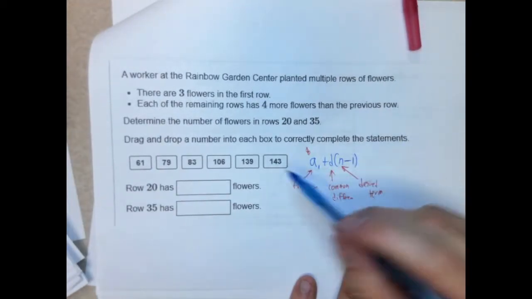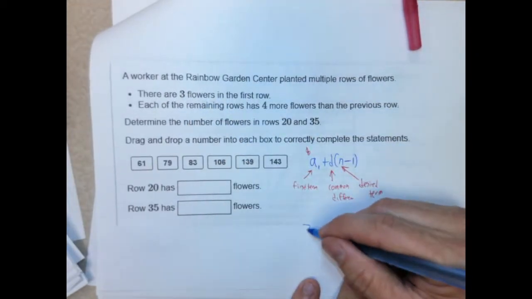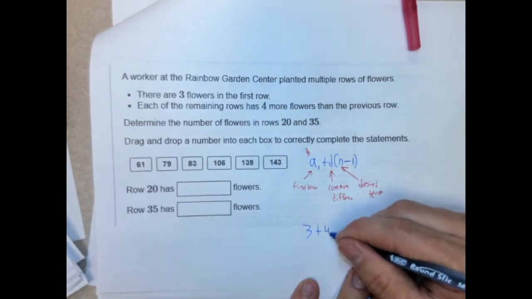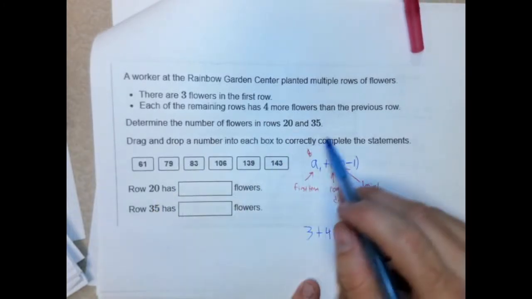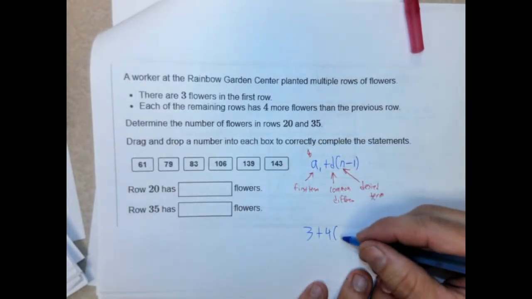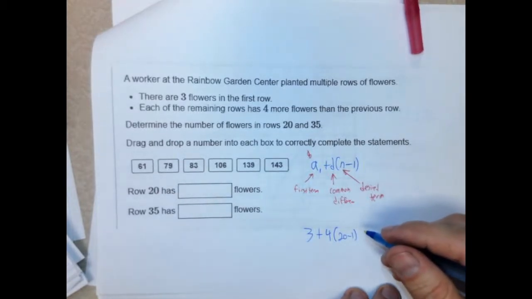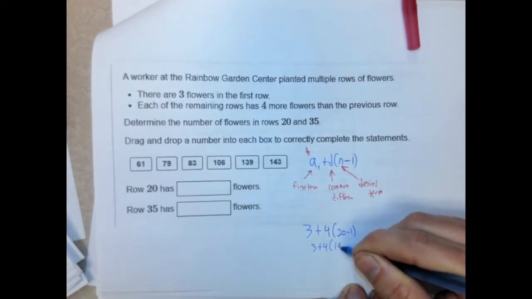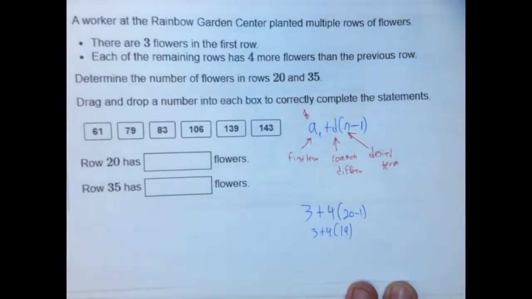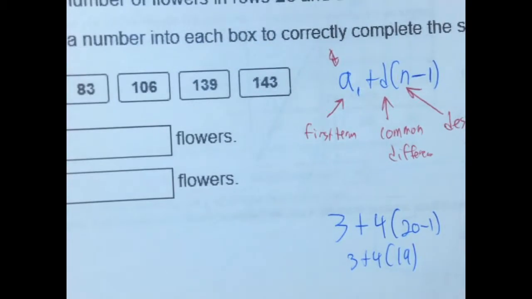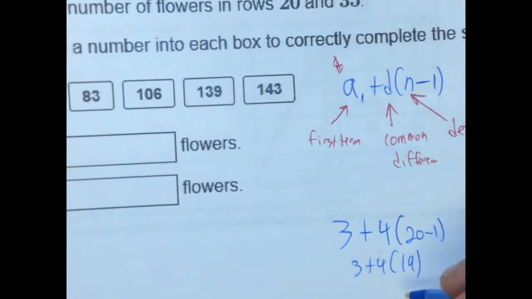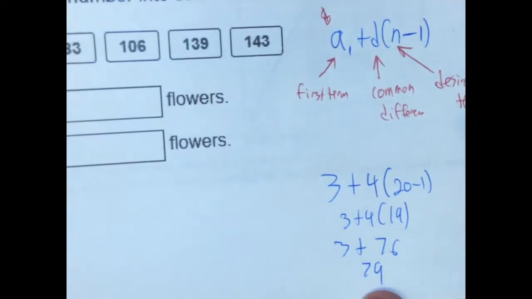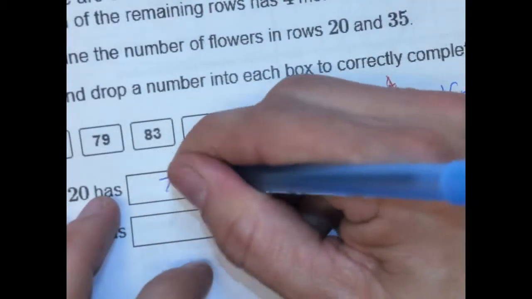So our starting value is 3, which we have here, so 3, plus the common difference, it's going up by 4, so it's a positive 4. And the desired term in this case will be 20. We'll do 20 first. So 20 minus 1. And let's do that. So 20 minus 1 is 19. So 3 plus 4 times 19. Let's do a little more here. 4 times 19 is going to be 76. Plus 3 is going to be 79. So 79 flowers for this one.